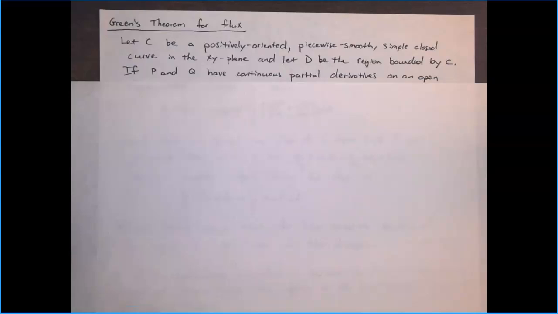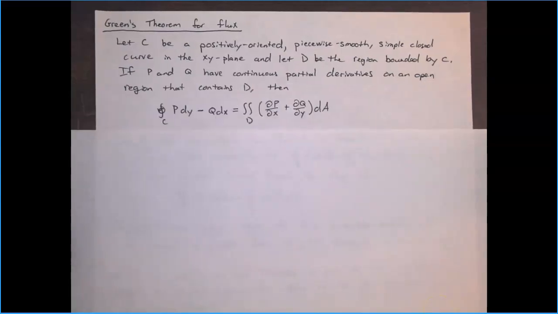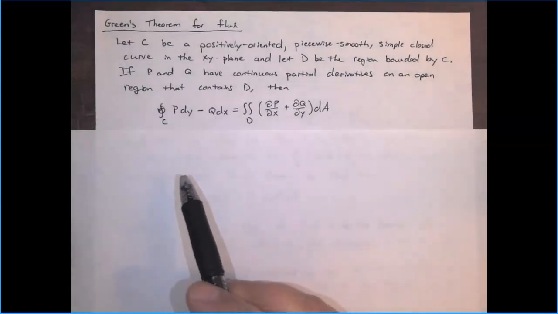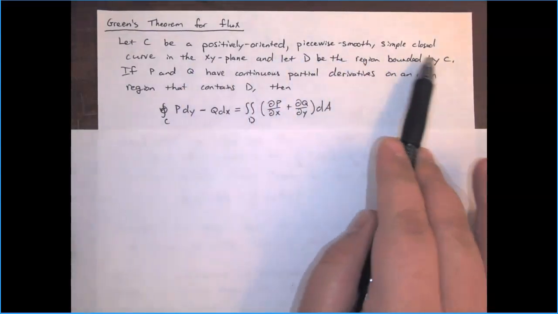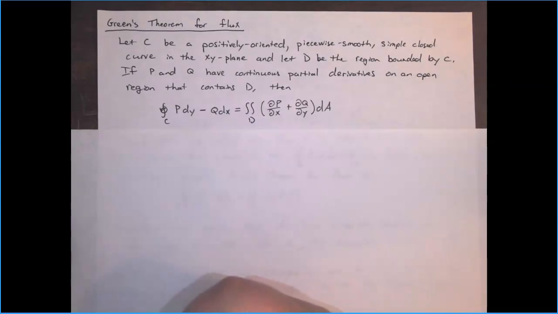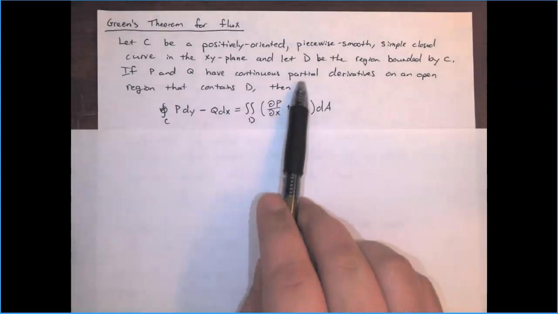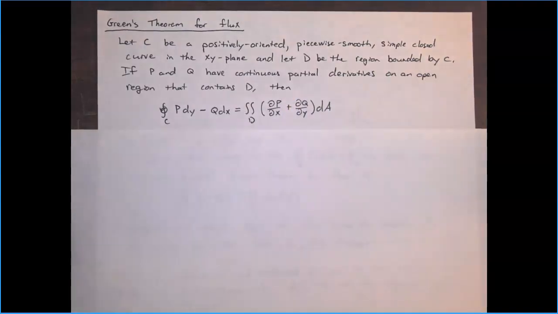In this final video on Green's theorem, we're going to talk about the flux version. So let's go ahead and look at the result. We still need all the same hypotheses that we needed for the other version of Green's theorem. So we need C to be a positively oriented, piecewise smooth, simple closed curve in the xy plane, because we're only going to deal with two-dimensional versions of Green's theorem. And let D be the region bounded by C.